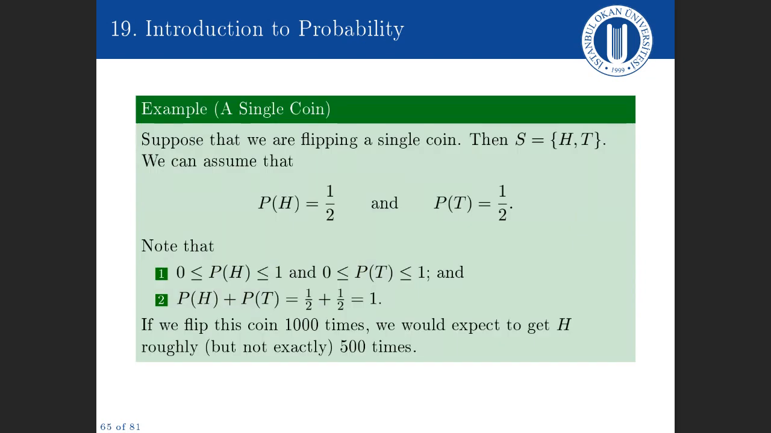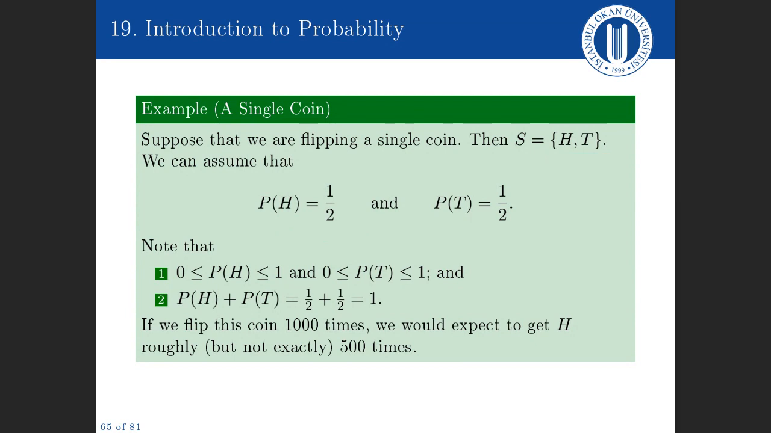For example, let's suppose we're flipping a single coin. Then the sample space is either we have heads or we have tails. And we can assume that we have a fair coin. We can assume it's equally likely that we get heads or we get tails. So we can assume that the probability of heads is a half and the probability of tails is a half.